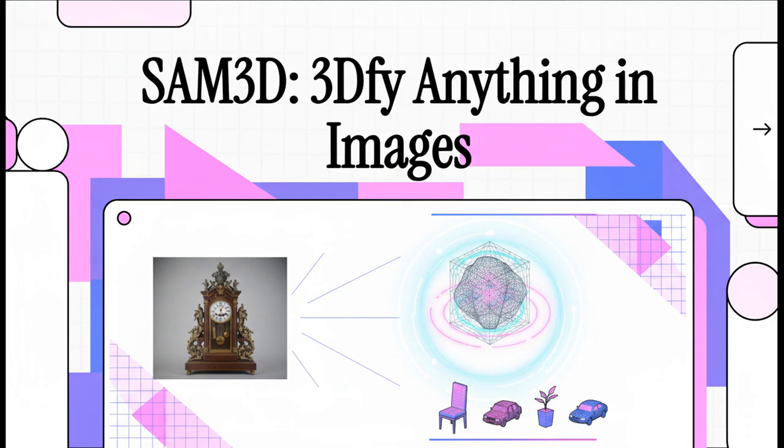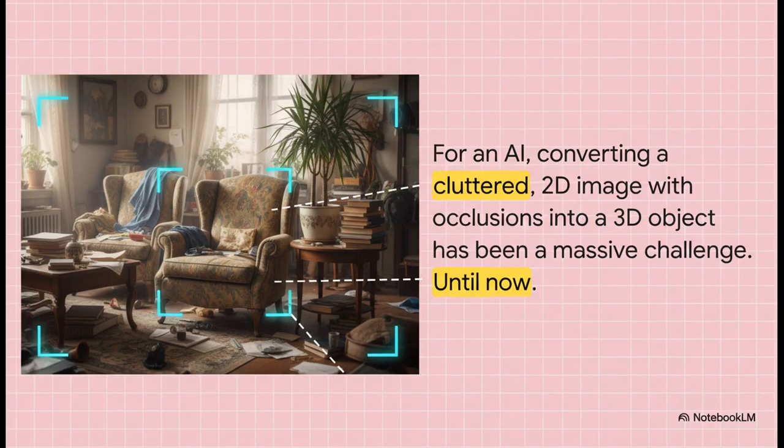What if you could reach into any photo you've ever taken and just pull an object right out? I know, it sounds like science fiction, right? But today, we're going to break down an AI that can pretty much do just that. This is SAM 3D.